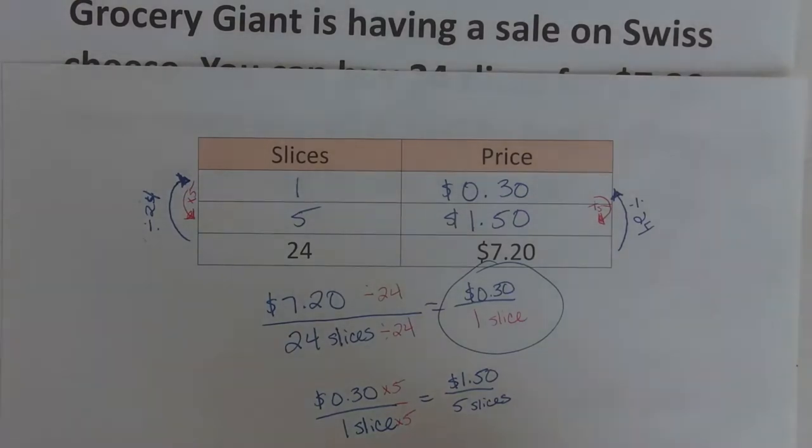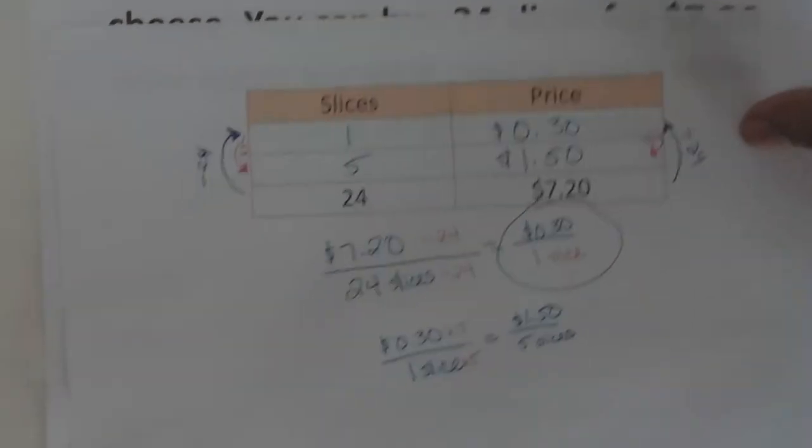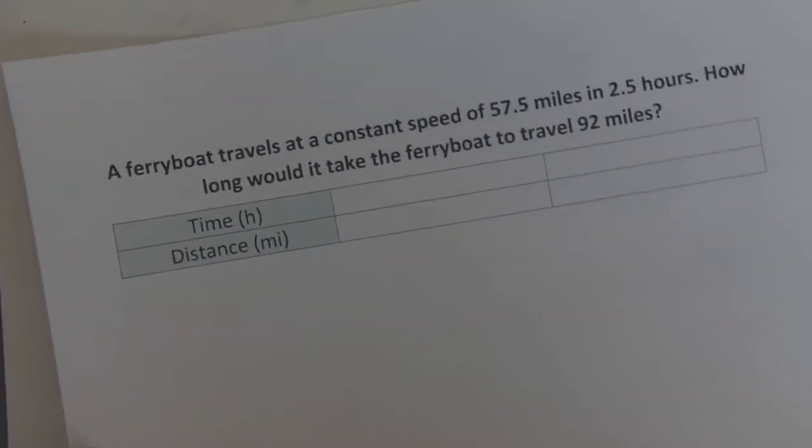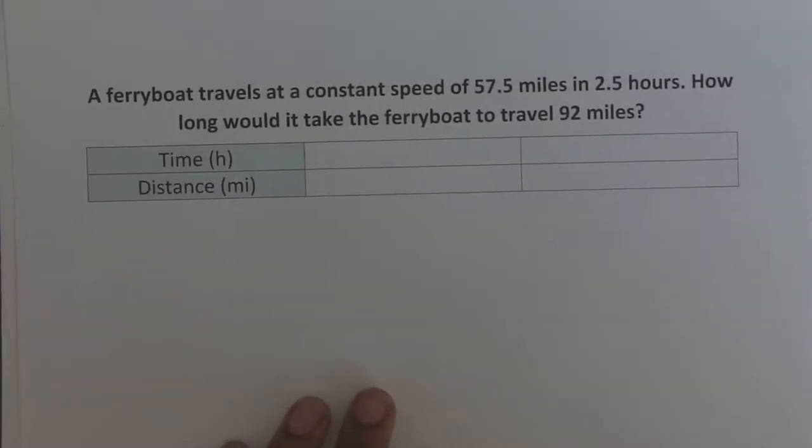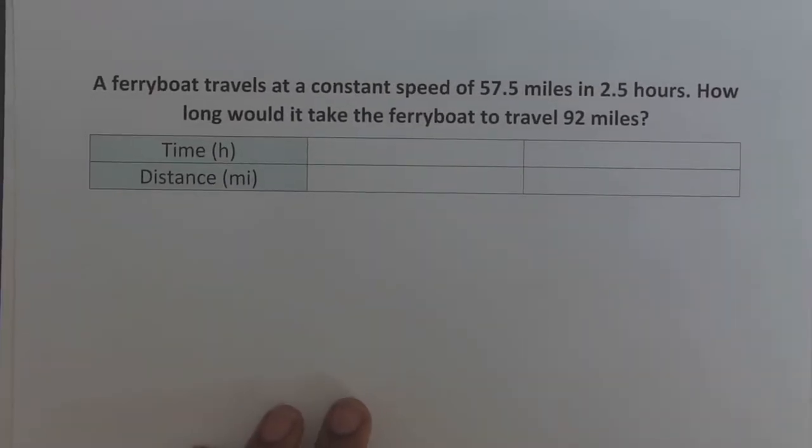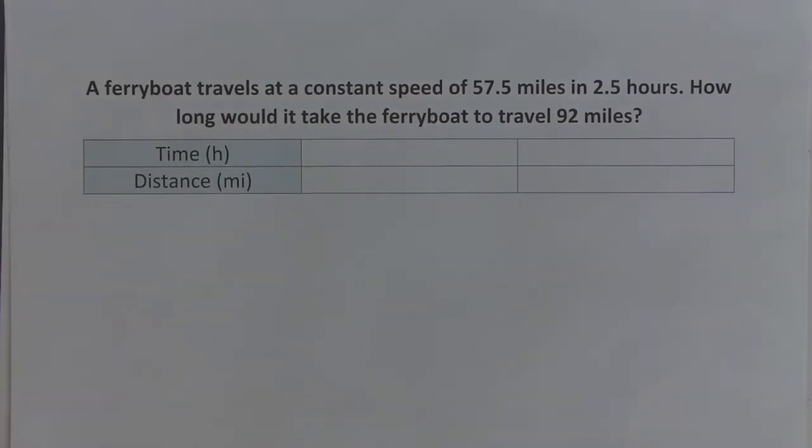We're going to look at another problem. So good job at this problem. Now let's look at another one. Here's our next problem. This problem says a ferry boat travels at a constant speed of 57.5 miles in 2.5 hours. How long will it take the ferry boat to travel 92 miles?